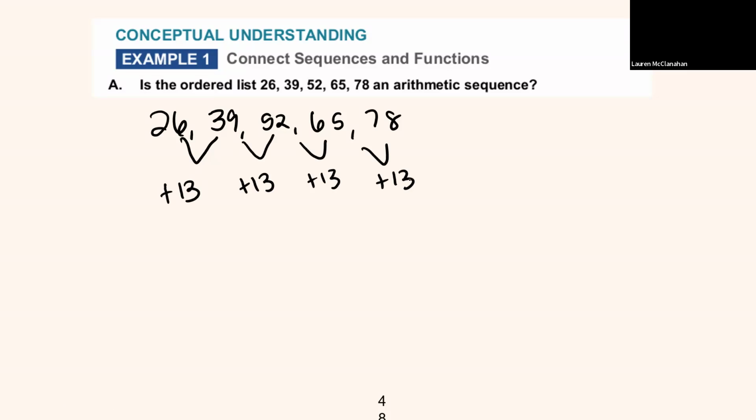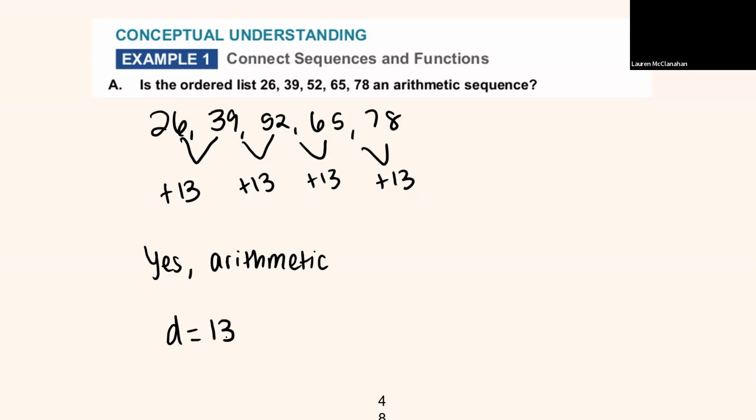So this question says, is this list an arithmetic sequence? So you would write, yes, arithmetic. And then you would write D equals 13 because that's you telling me your common difference is 13. Okay, so you look to see what your common difference is, or if you look to see what you're adding or subtracting, and if it's the same thing every time.